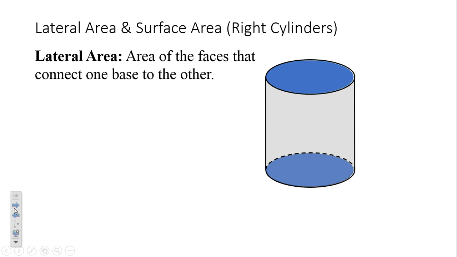Yesterday when we talked about lateral area, we were talking about the faces that connect the two bases. In this case, it's the label that connects the top and the bottom of the can. So it's that gray area.